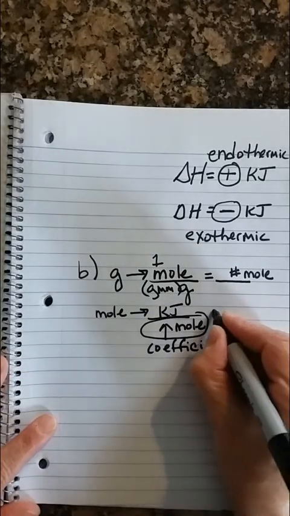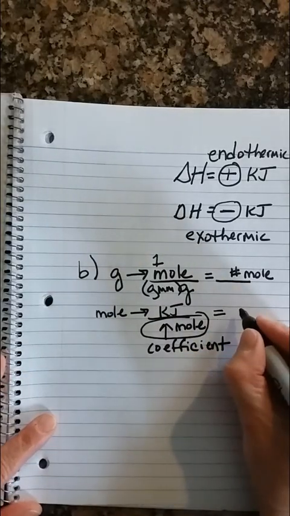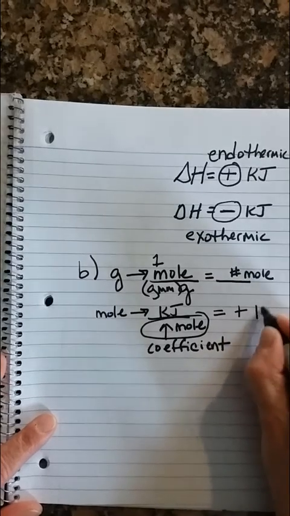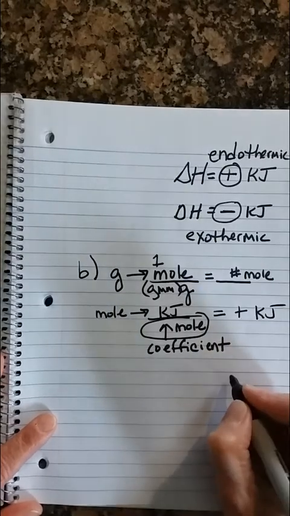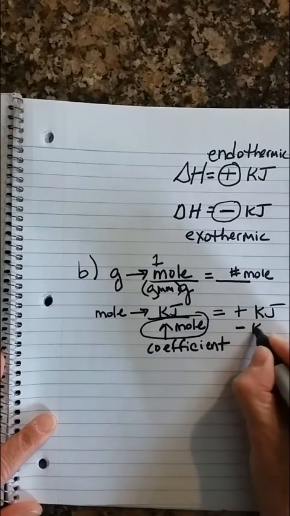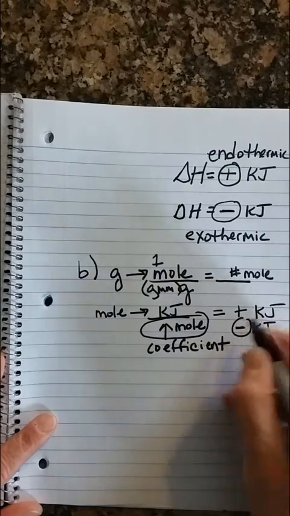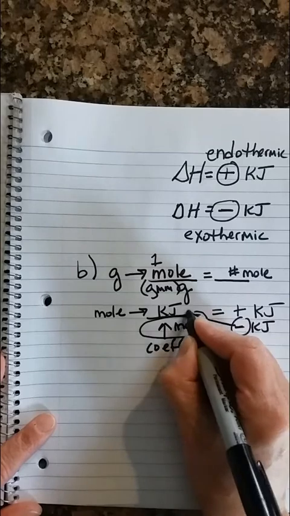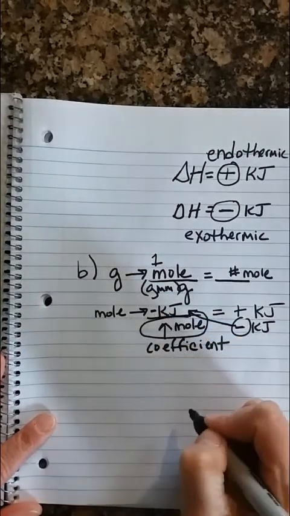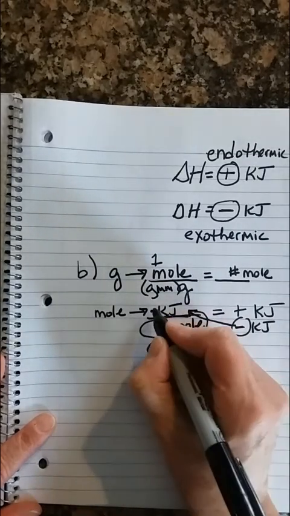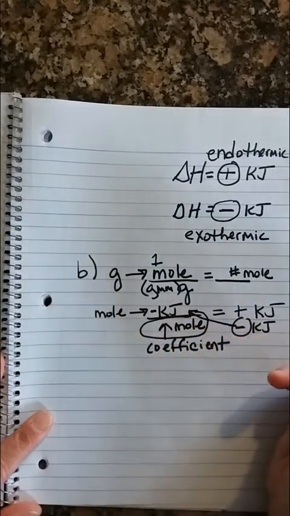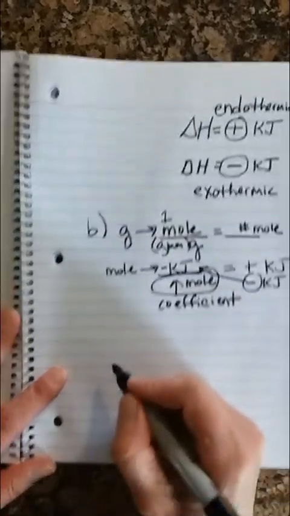Then your answer will be either a positive kilojoule, which means it's overall endothermic, or it could be a negative kilojoule. And it would only be negative if the number that you put in here is negative. If this number is not negative, then this will be a positive value. All right, that's for part B.